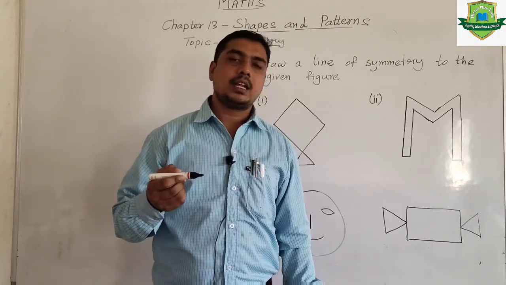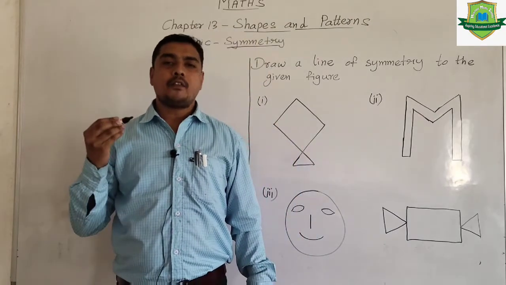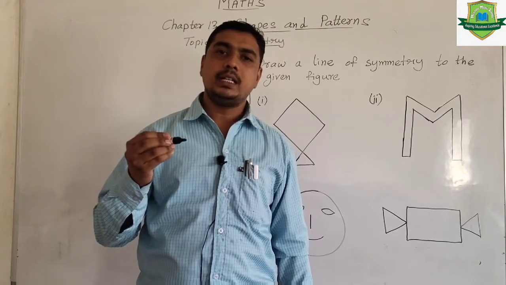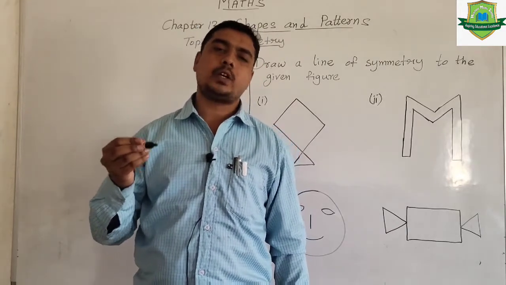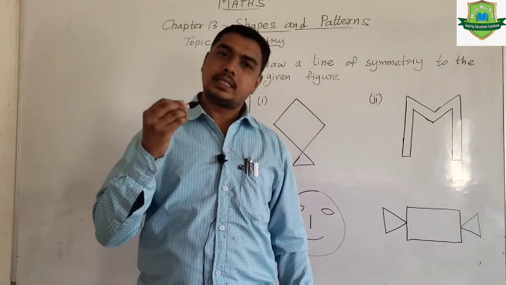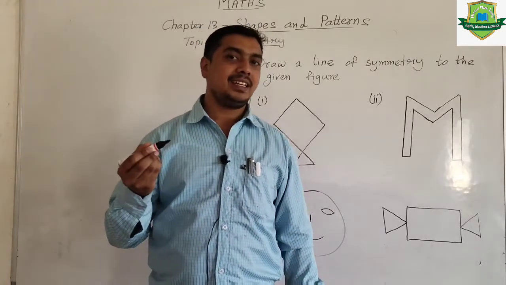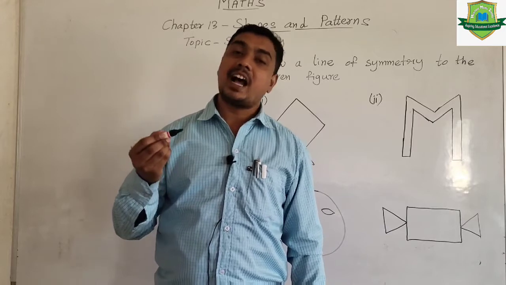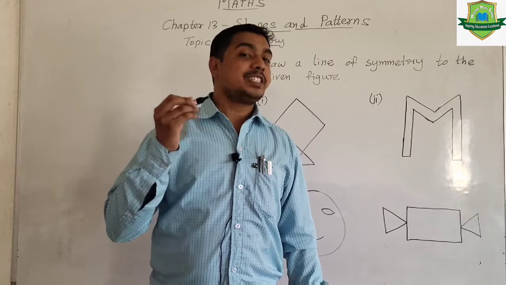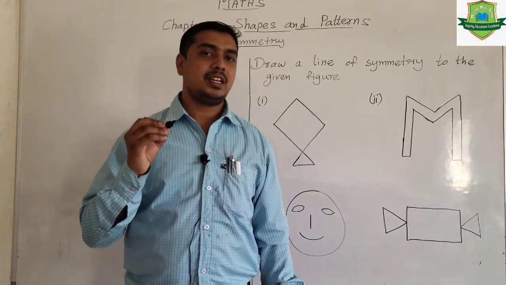Okay dears, now what is symmetry? Dears, a figure which has a line of symmetry, such kind of figures we call a symmetrical figure, or a symmetry. Now you all will ask, what is a line of symmetry then, isn't it? So dears, a line of symmetry is nothing but a line which divides the figure into two equal parts.